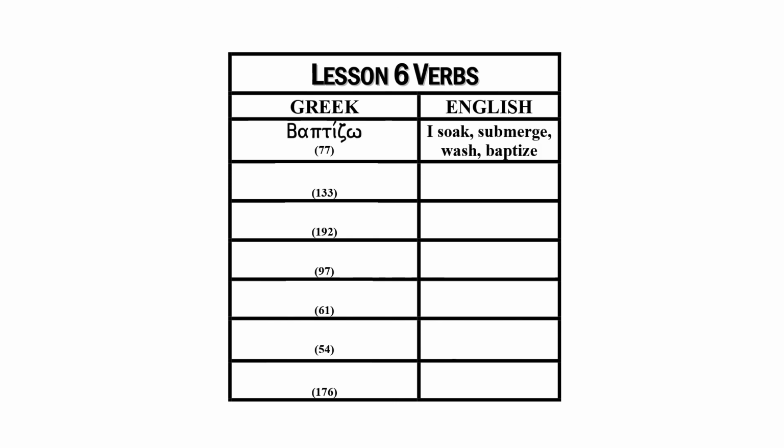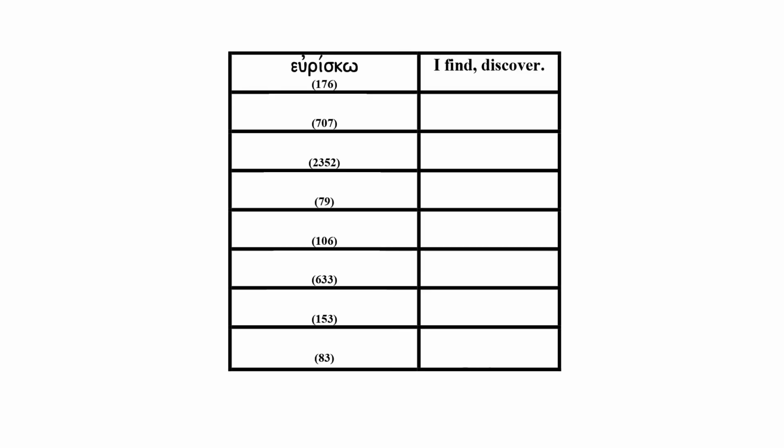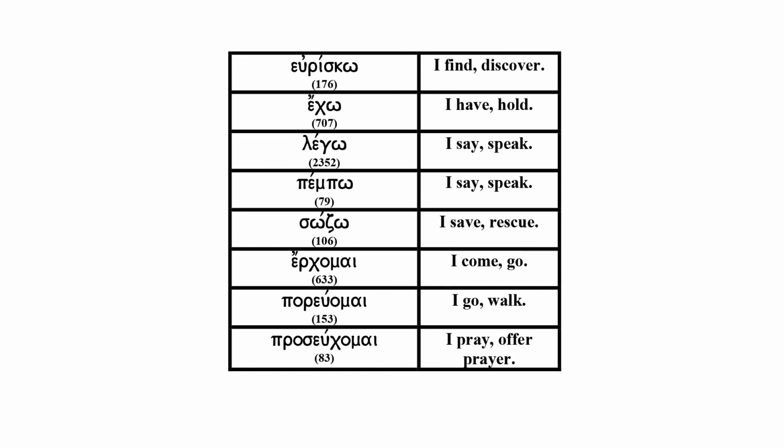Next, lesson 6 vocabulary, and it's all verbs. Baptizo, I soak, submerge, wash, or baptize. Blepo, I see, observe. Grapho, I write. Didasko, I teach, instruct. Doxazo, I glorify, honor. Euangelizo, I announce the good news. Heurisko, I find, discover. Echo, I have, hold. Lego, I say, speak. Pempo, I send. Sozo, I save, rescue. Erchomai, I come, go. Poreuomai, I go, walk. Proseuchomai, I pray or offer a prayer.